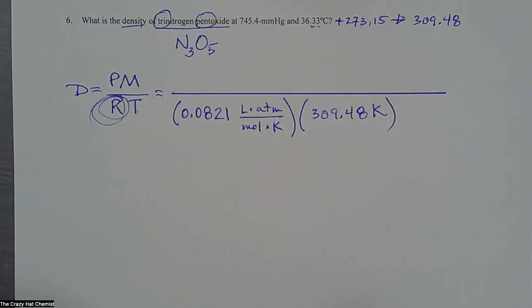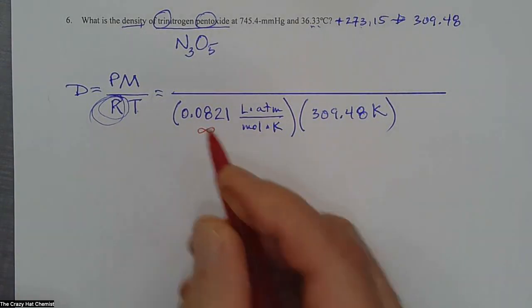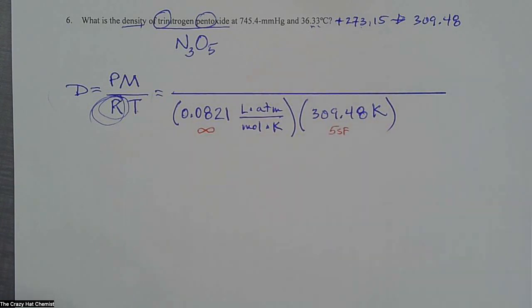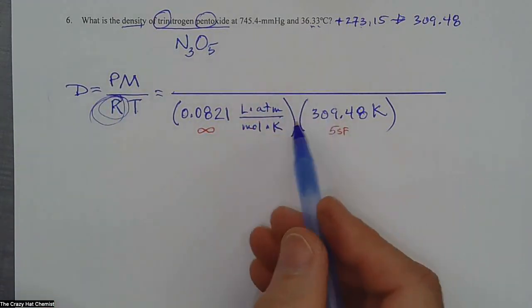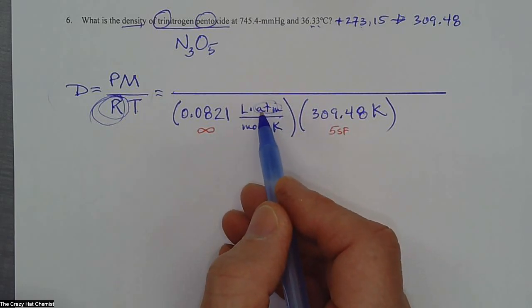All right, and then this is effectively a defined value. That's an infinite number of significant figures. This has 5 significant figures right here. All right, then the other thing that we need to know is the pressure, and that pressure needs to be in atmospheres because that's what the units of pressure are for the gas constant.